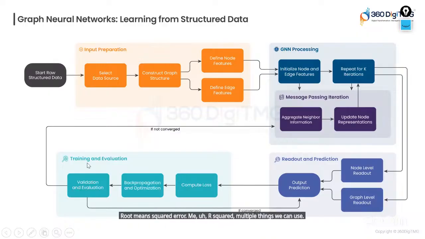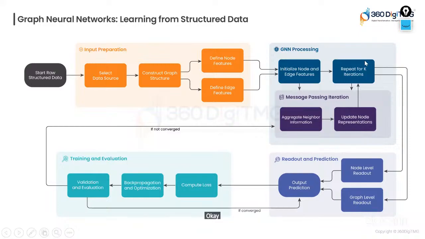We can also apply early stopping if the validation loss is not getting improved. So we can apply early stopping also. Okay, so when it comes to key hyperparameters over here, we will have the number of layers, which is k.